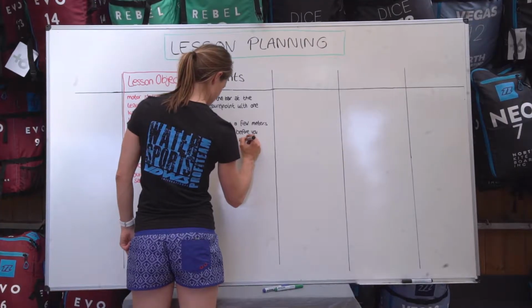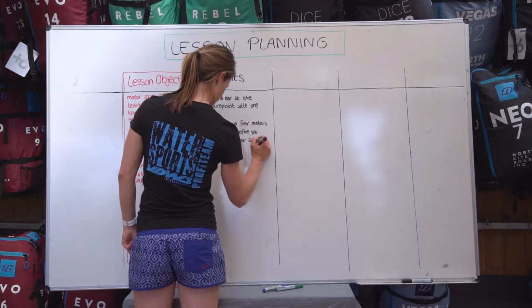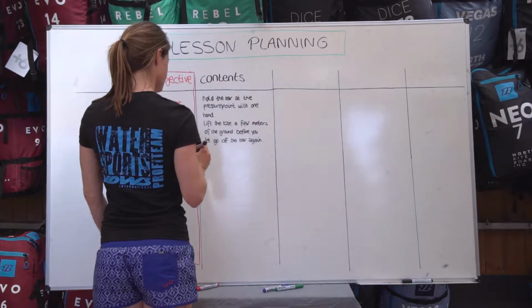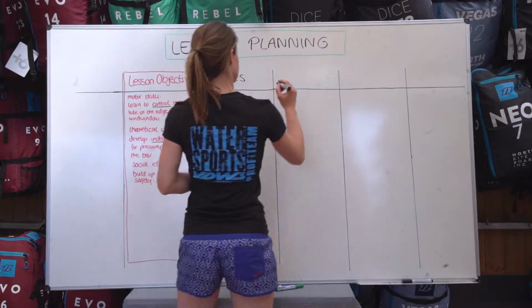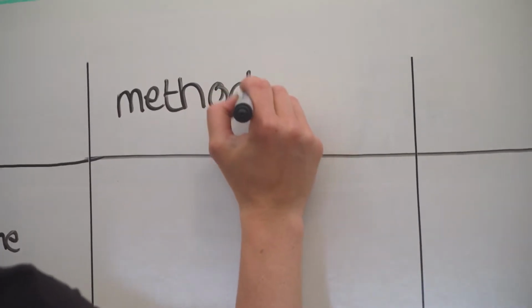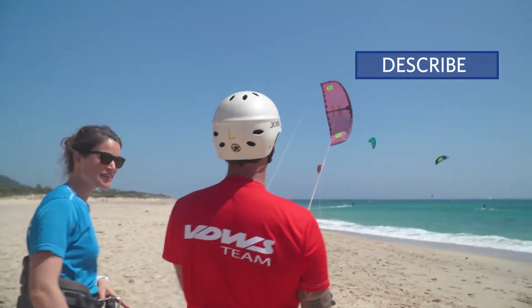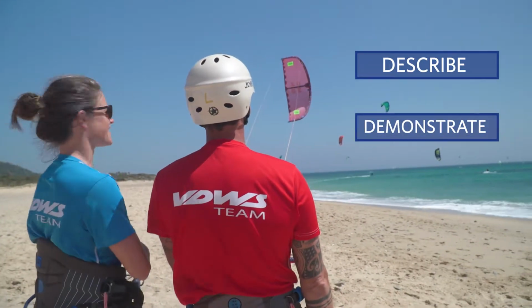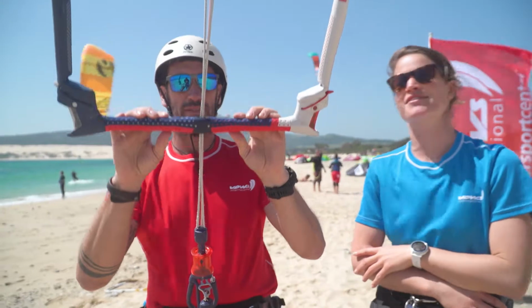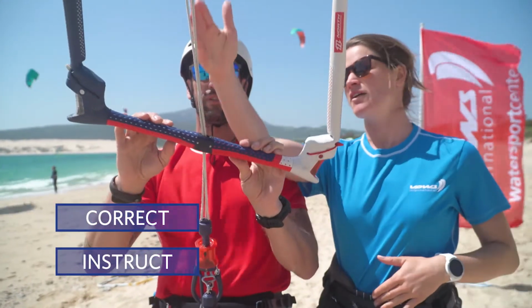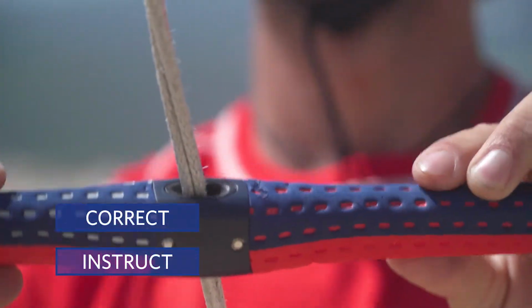Now ask yourself the following question: how can I help my students reach the specific goal I set out for them? This question refers to the methodical build-up. The teacher describes the correct execution of the exercise and then follows up with what we call the pressure point on the bar and how you can find it. When the student is practicing, the instructor can give some corrections and instructions.